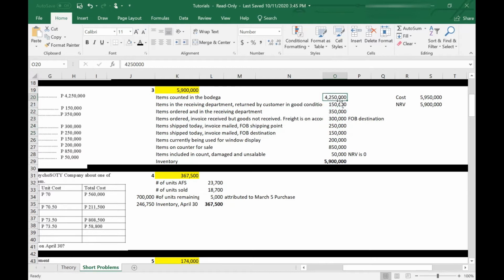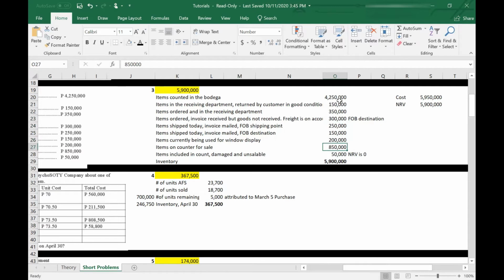No. Kasi nga, in transit siya. So, nung nagbilang ka sa bodega, hindi siya kasama sa nabilang mo. But the question is, do we consider that as your inventory? Yes. So, for the purpose of computation, you add 150,000 pesos. Kasi nga, hindi mo siya nasama. Pero dapat kasama siya.